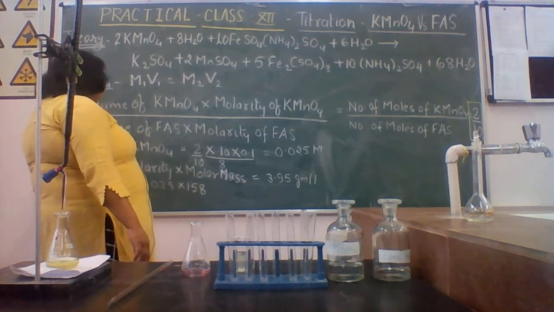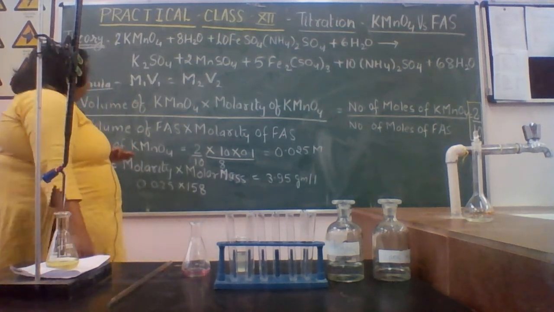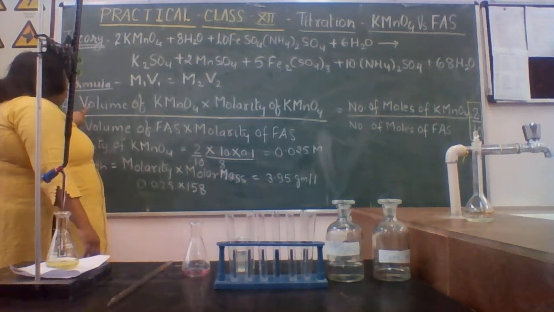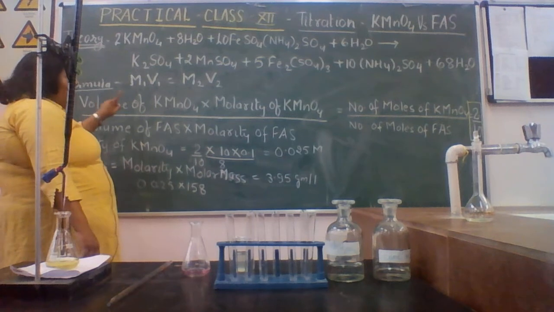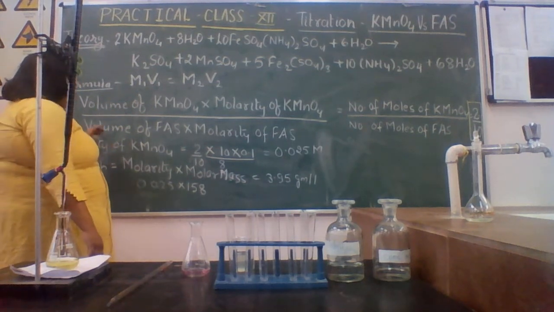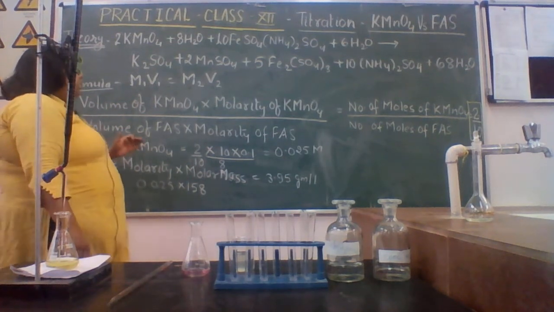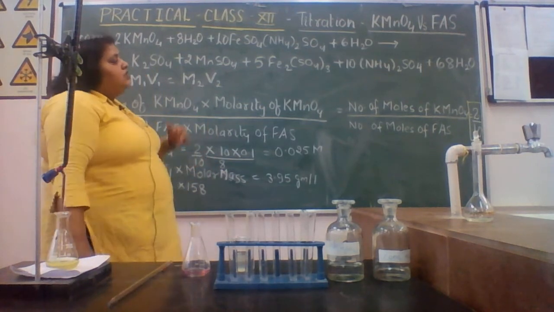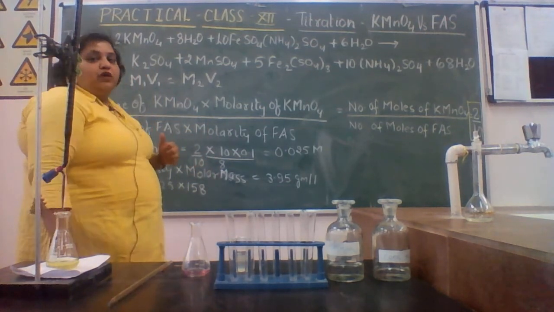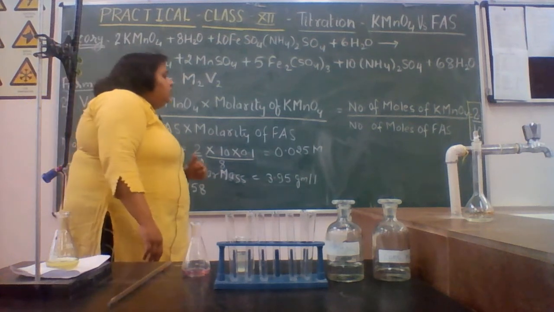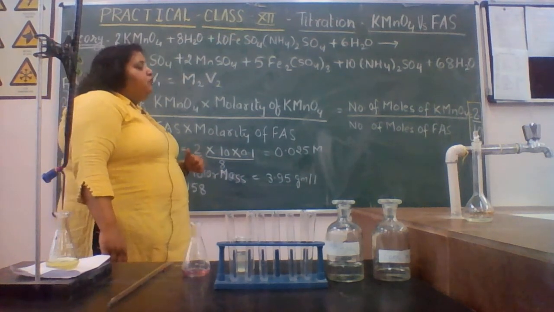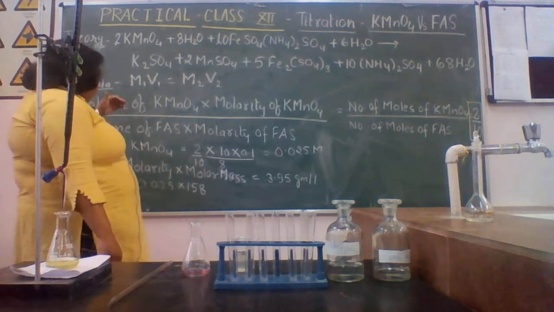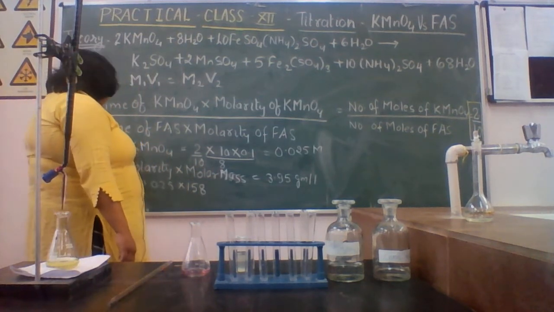So, here I have already converted it into this form. This is the formula that you have to use here: volume of KMnO4 multiplied by molarity of KMnO4, divided by the volume of FAS into molarity of the ferrous ammonium sulphate, is equal to the number of moles of KMnO4 divided by the number of moles of ferrous ammonium sulphate. Now you have to substitute the values in this formula.